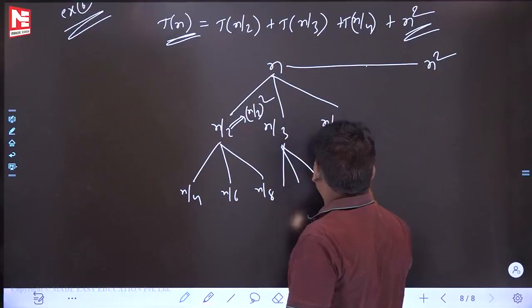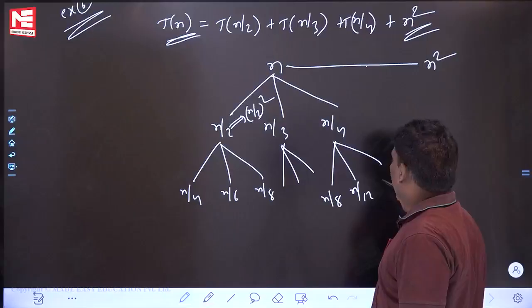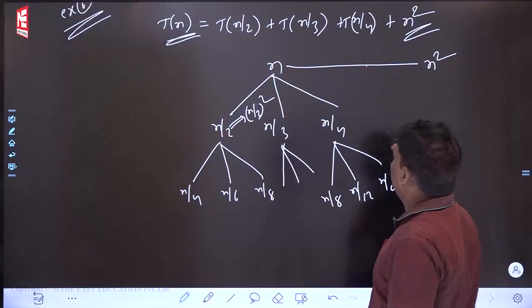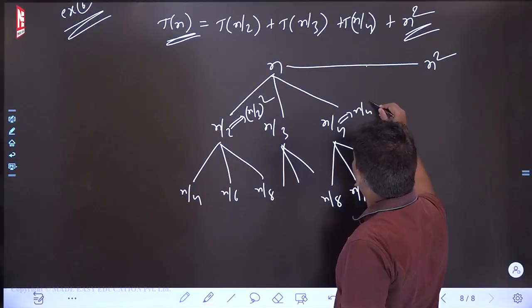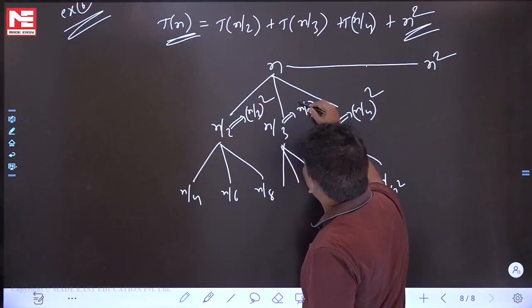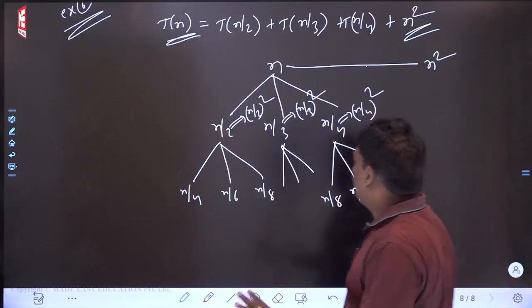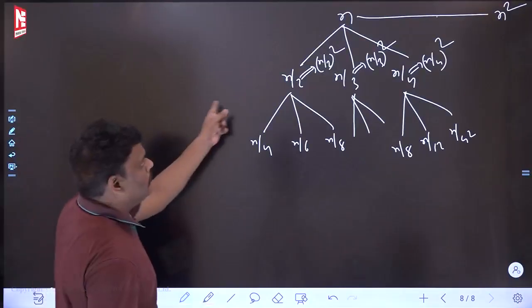Same thing here also. Let me check here. n by 8, n by 12. n by 4 square, this is going to be n by 4 whole square. Right? This is going to be n by 3 whole square. Add all of them. So I think you have to add carefully. Please be careful. So add all these 3.